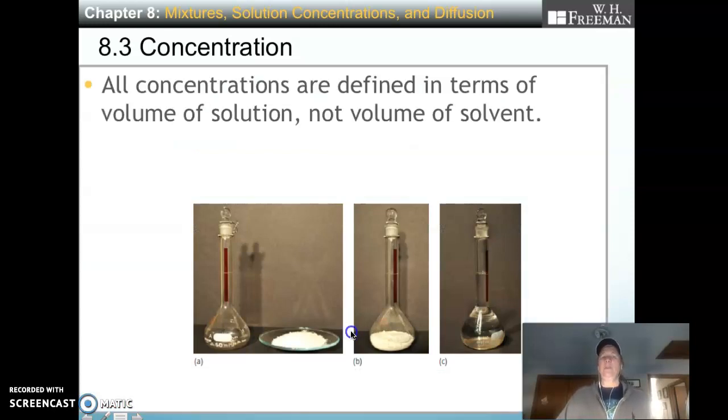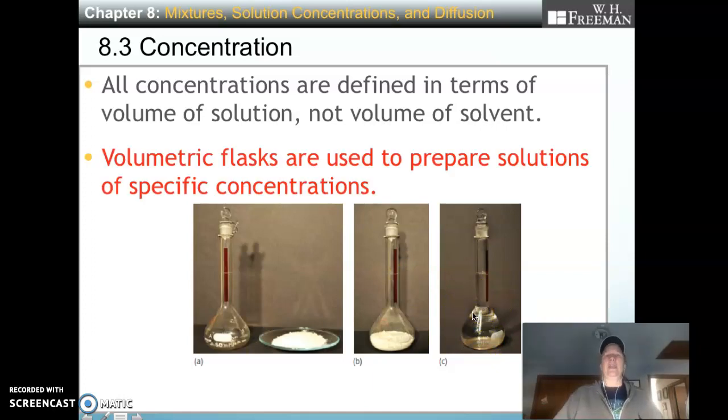When you make up a solution, you can use one of these things. They're called volumetric flasks. You put the amount that you calculate in the flask, and then you add water, and you can see there's a little line right here. If you fill it up to that line, then it'll be of a certain molarity. Each of these flasks has a different one. My suggestion, though, is I always add a little bit of water in here, shake it up and dissolve this, and then finish up, because if you add it all to there, then you can't mix it as well as you'd like. So volumetric flasks are used to prepare solutions of specific concentrations.